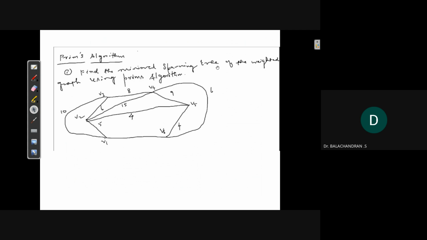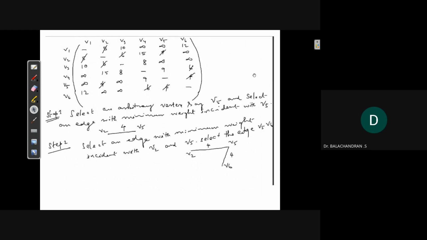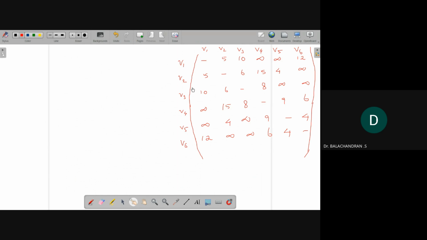Find the minimal spanning tree of the weighted graph using Prim's algorithm. This is the graph given in the question. From this graph, you need to draw this matrix, V1 to V6. You know how to write this matrix. I already explained two problems, so I don't want to spend more time forming the matrix. Here the matrix is.